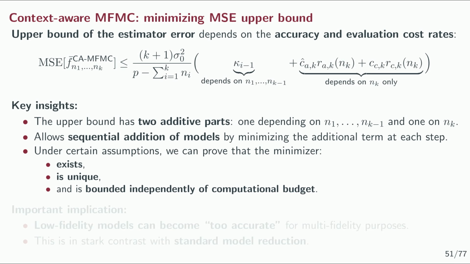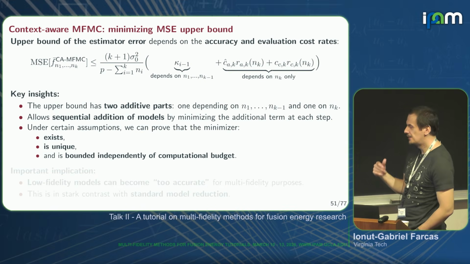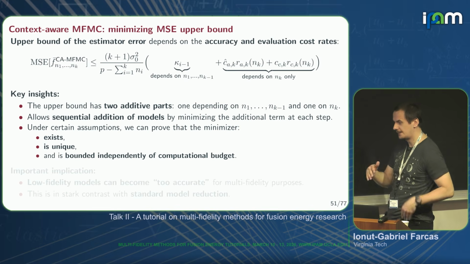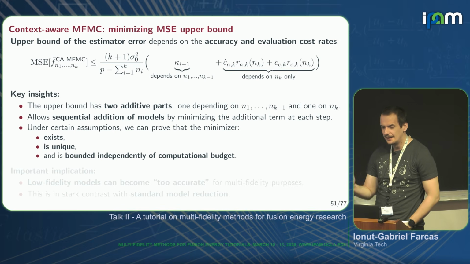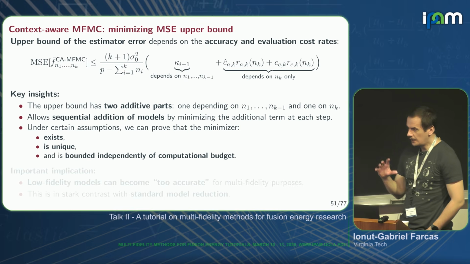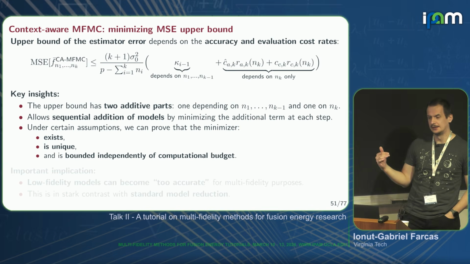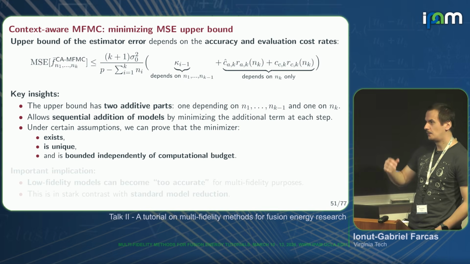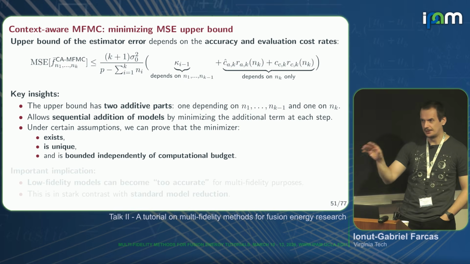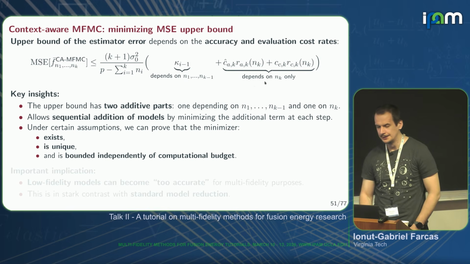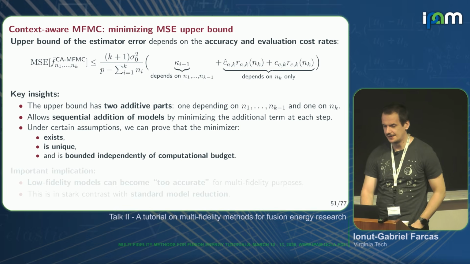What are the key insights here? No further formulas, just words. As I said, this upper bound has two additive parts: one that depends on the first k minus 1 models, so think of this k as varying from 1 to a certain number, and one that depends on nk, which tells us that we can sequentially add models into this framework. We can start by adding one low-fidelity model, then add a second one and a third one sequentially, which simplified the analysis quite tremendously. And you have to take my word on this, we have theory that shows that this is the case.